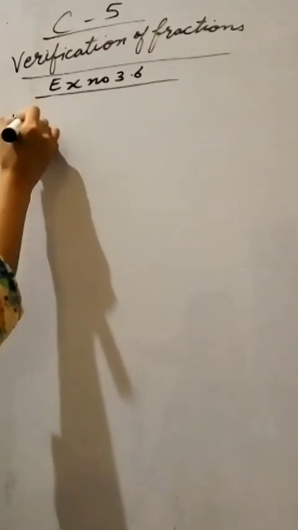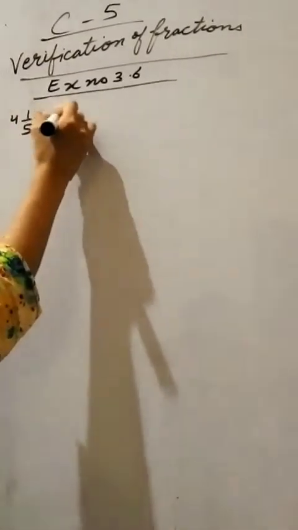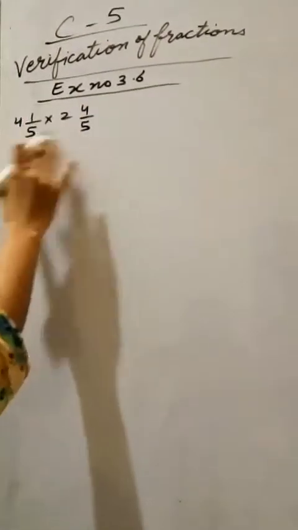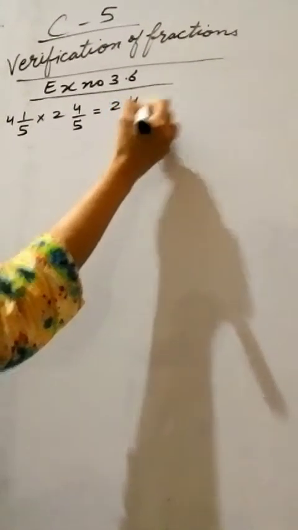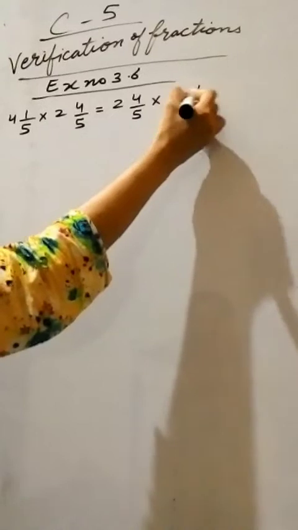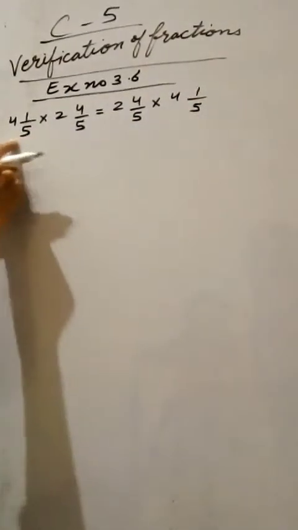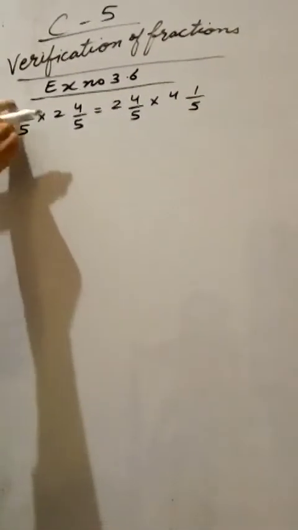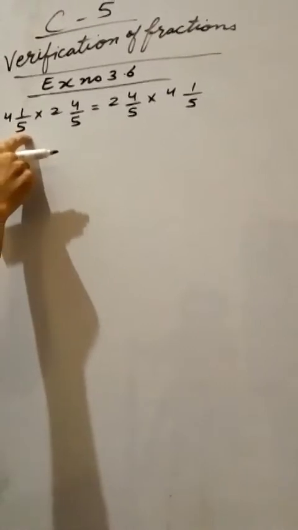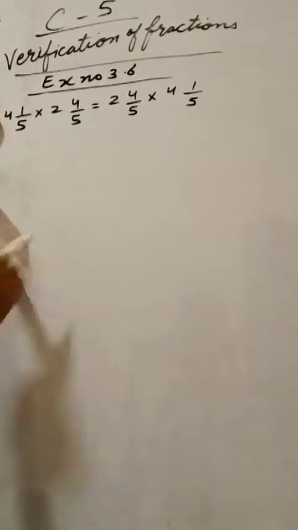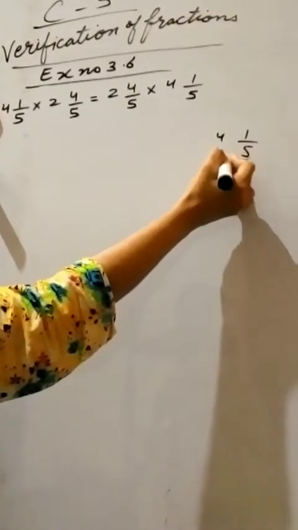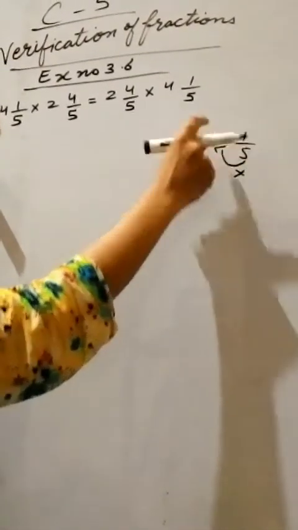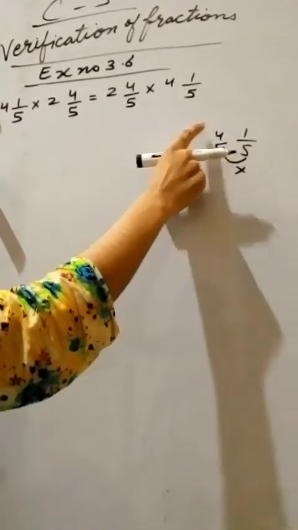And the next question is 4 1/5 multiplied by 2 4/5. Now this time we have the mixed form. Mixed form is the combination of whole number and the fractional value. This is called mixed form. First of all, we need to convert it. How to convert it? Always multiply the denominator with the whole number.